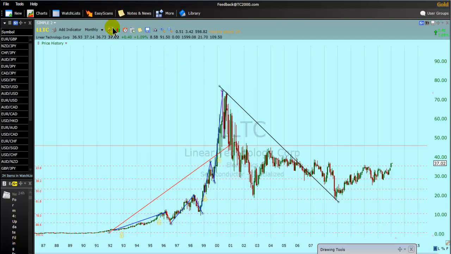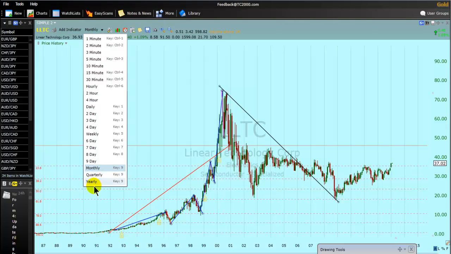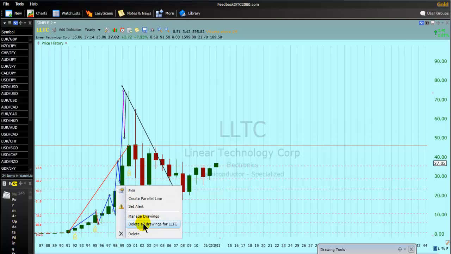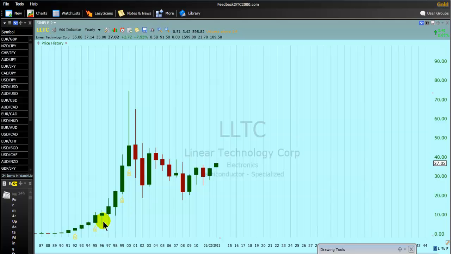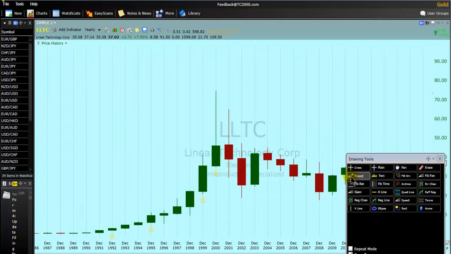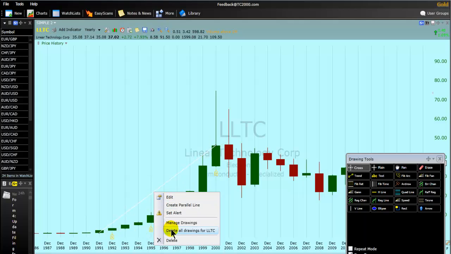All right? So on the yearly chart, we see one wave, okay? That wave has been divided into five waves. We see the internal wave. We know what's happening now. I will remove all my drawing on this chart, delete all drawings. I'm using TC2000, by the way. So there was one wave on this yearly chart. We see the internal waves now. So I can go back again and draw my first wave like this.